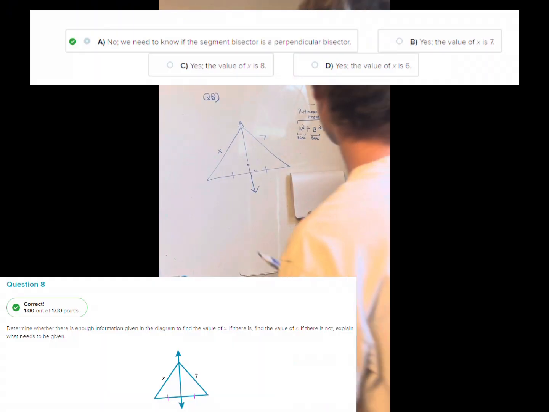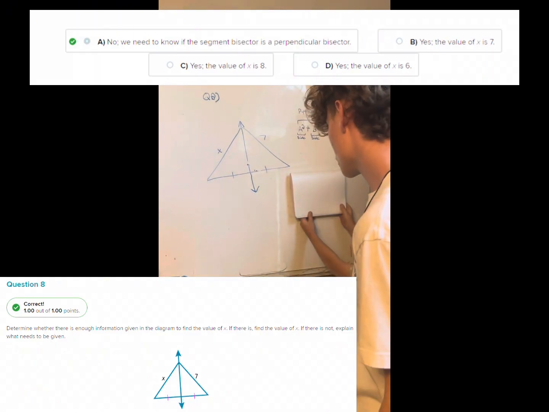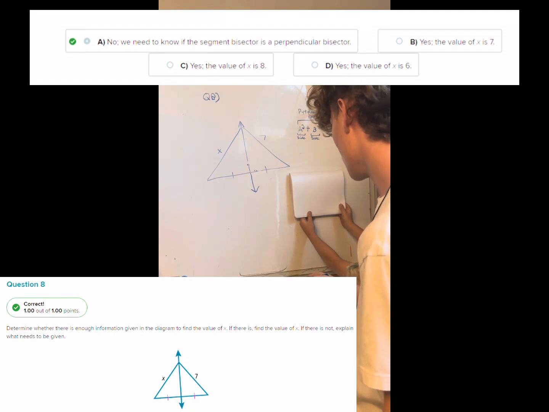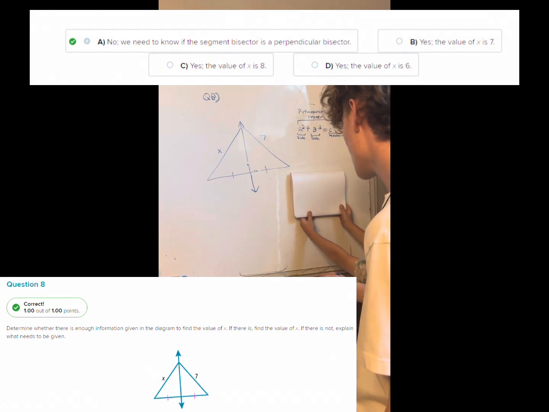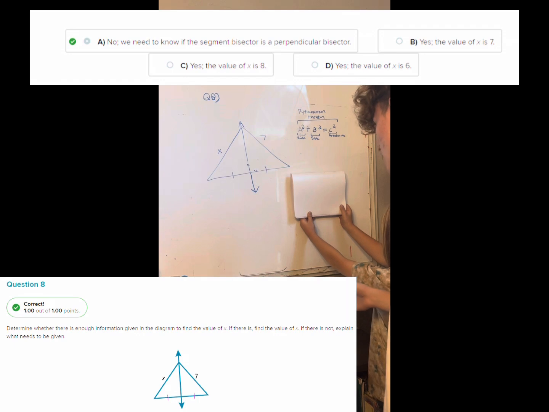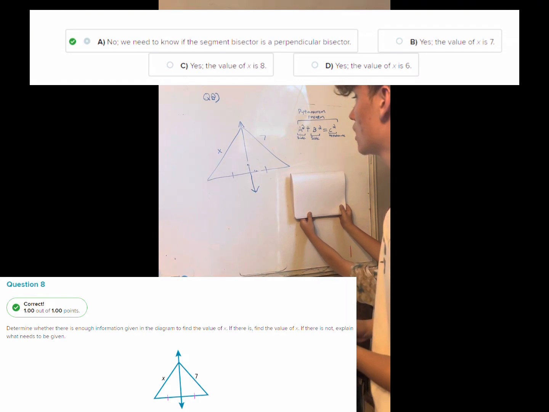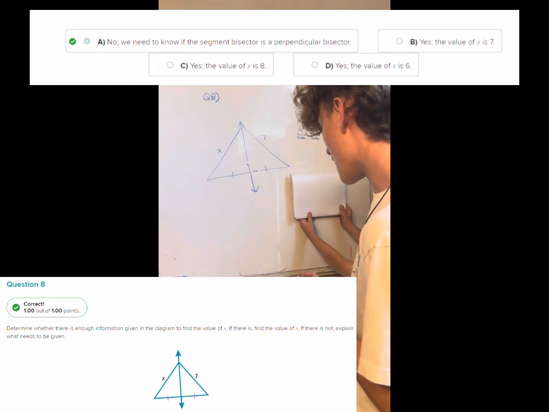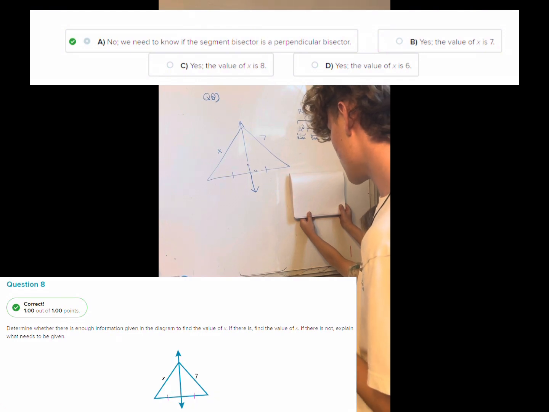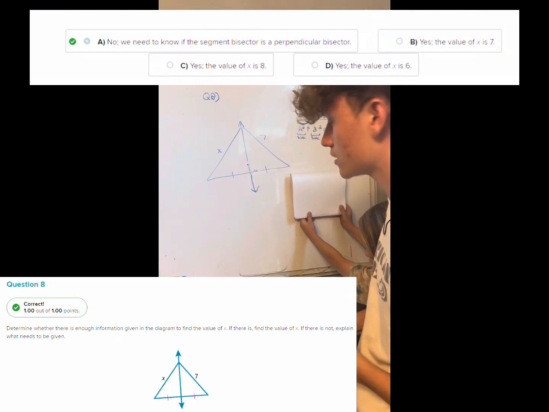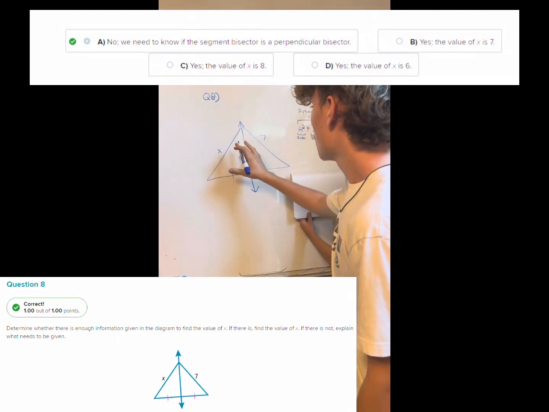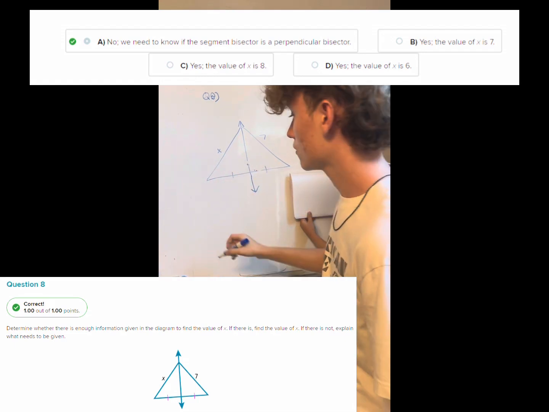All right, so we've got question 8. And the question is, determine whether there's enough information given in the diagram to find the value of x. If there is, find the value of x. If not, explain what needs to be given. So the reason that this is A, which is no, we need to know the segment bisector is a perpendicular bisector. So we have two equal lengths, right?